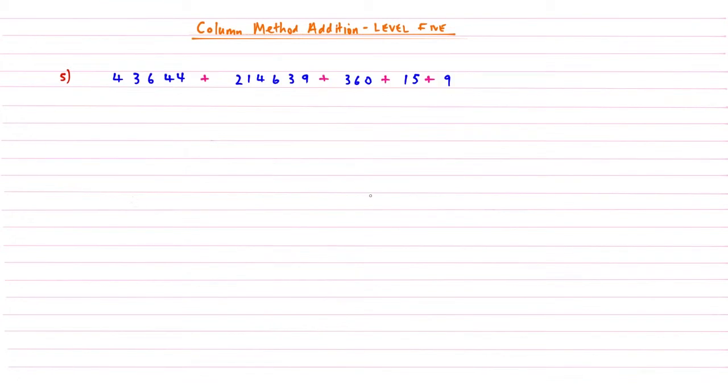So here is example number 5. As you'll notice here now, there are 5 numbers written in a row. But not to worry, we still use column method addition and we set it up in exactly the same way. We start with the largest number first and then stack them up on top of one another in terms of place value, ensuring that we line up each number in terms of its place value.